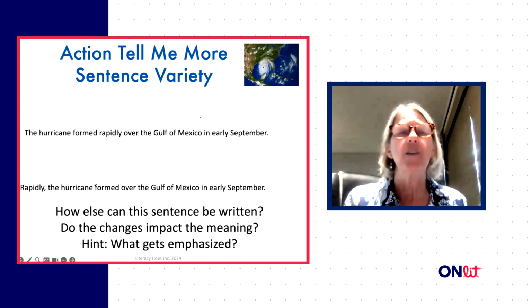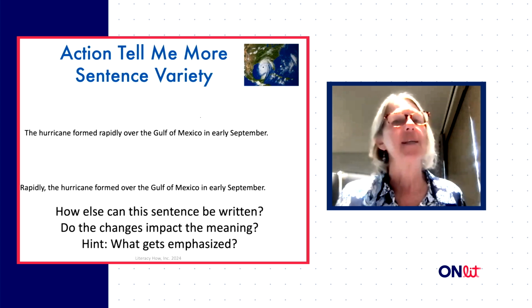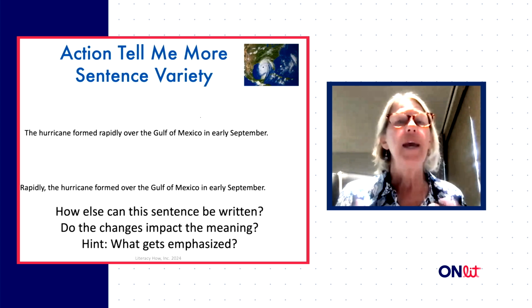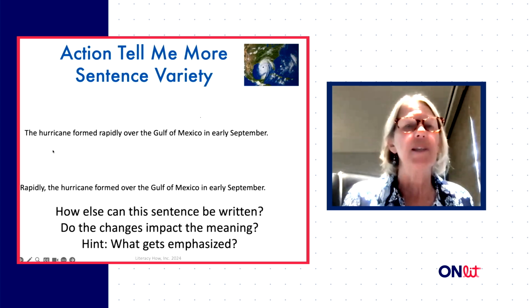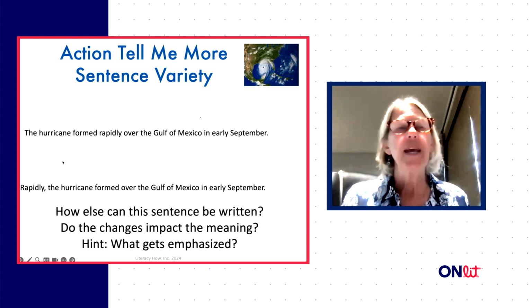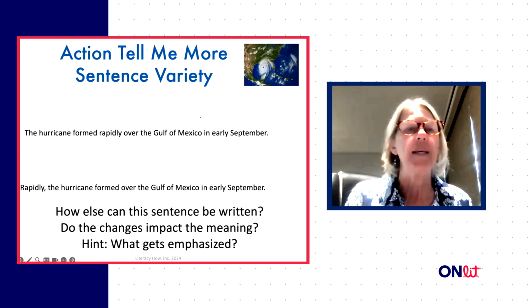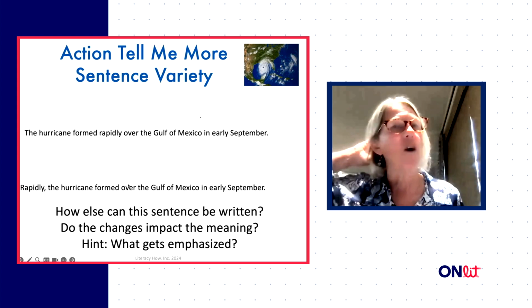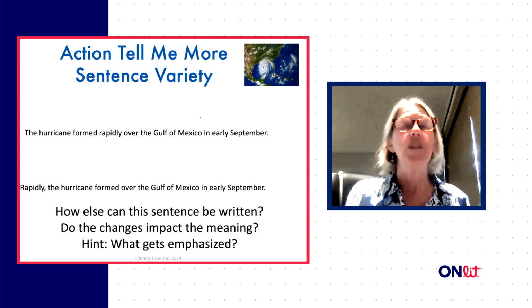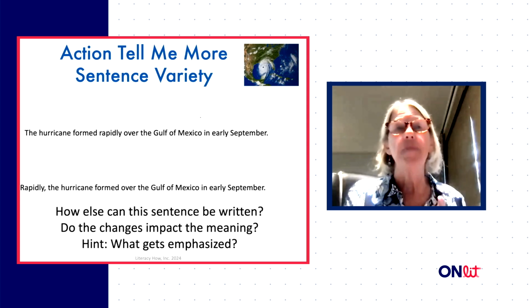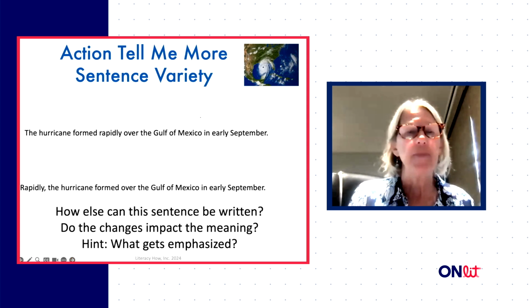Again, we want the kids to be able to speak these sentences orally, sentences that have lots of description and that tell where did this form, how did it form, when did it form. And you could say, how else could you write this sentence or speak this sentence? We can move the word rapidly to the beginning: rapidly, the hurricane formed. So you're really getting across this idea that words can move around in the sentence. Sometimes it changes the meaning and sometimes it doesn't.